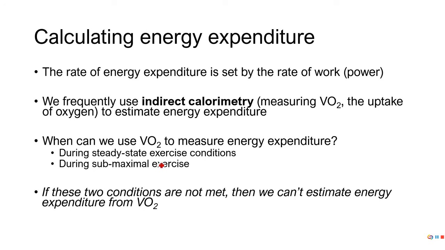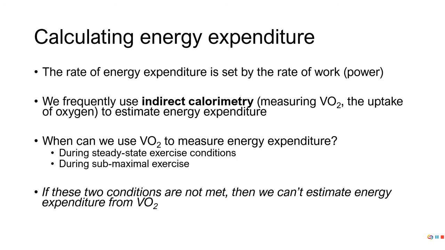Okay, but it also has to be submaximal. And the reason for that is because as you get above maximal conditions, your RER can exceed 1. And this is for a variety of reasons, one of which is you're actually hyperventilating. Okay, and so you're actually releasing more CO2 than you are actually producing, and so it overestimates or overinflates what kind of energy you're actually releasing.